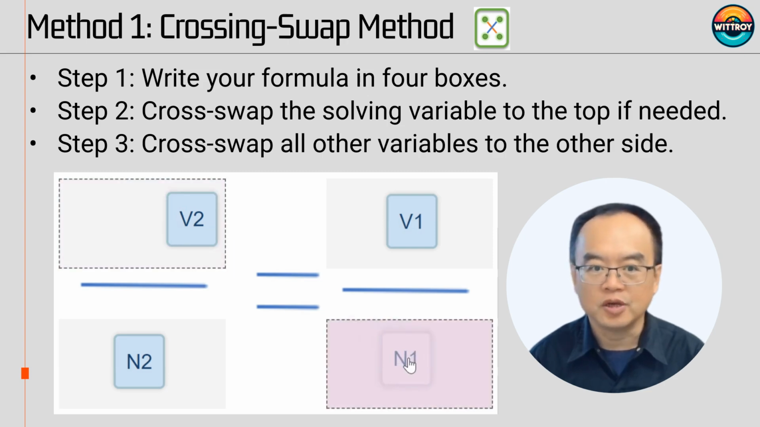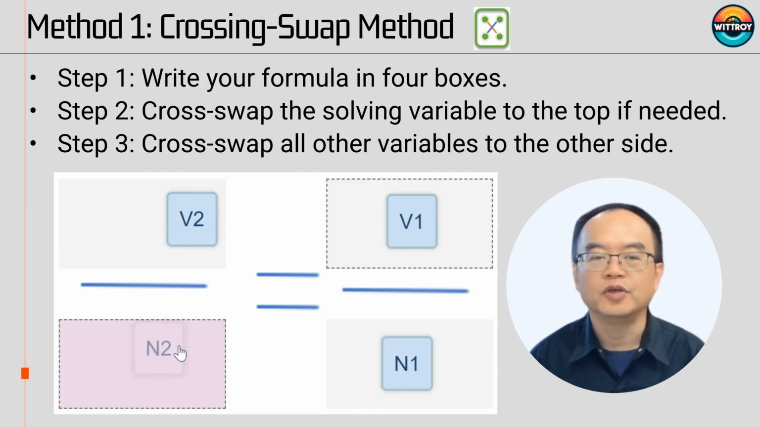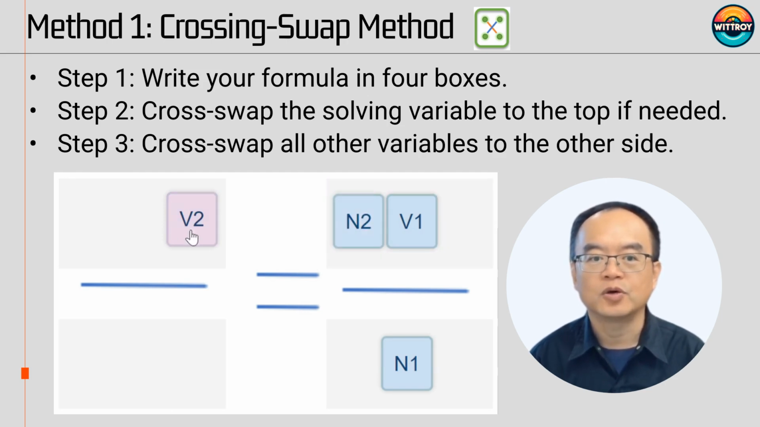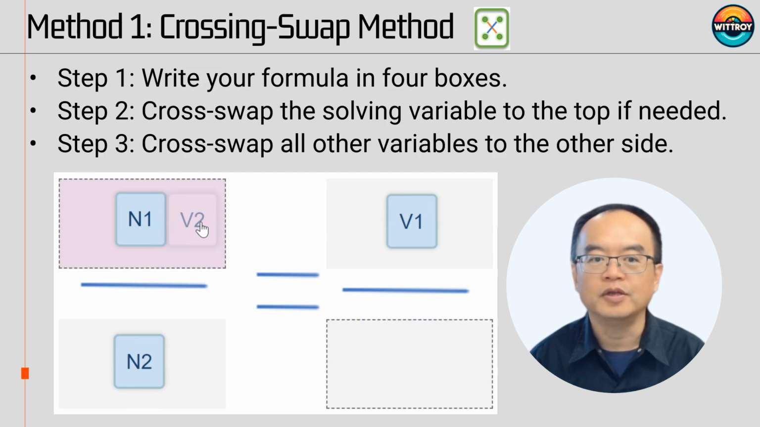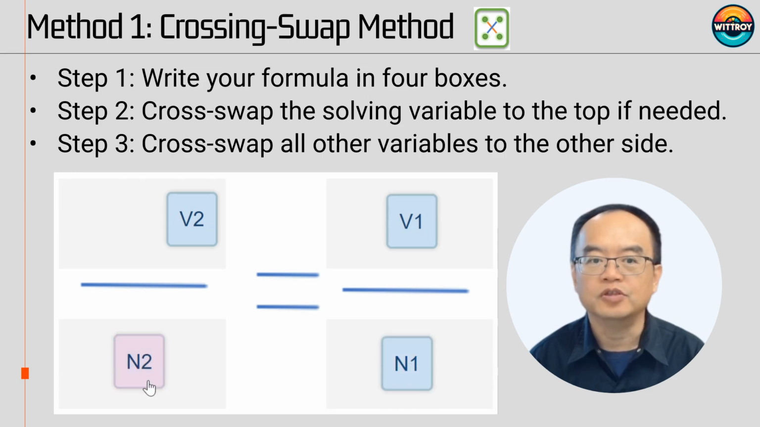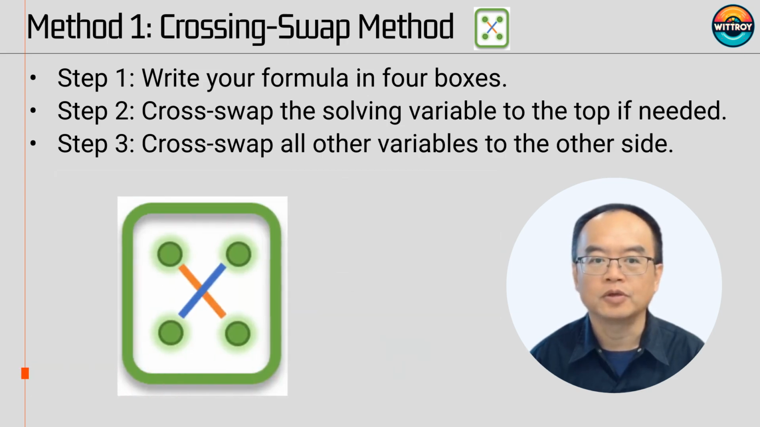Move N1 from the top left to the bottom right, crossing over the equal sign. Move N2 from the bottom left to the top right, crossing over the equal sign. The formula becomes V2 equals V1 times N2 divided by N1. By following these steps, we have successfully transposed the formula to solve for V2. Remember, cross-swap.